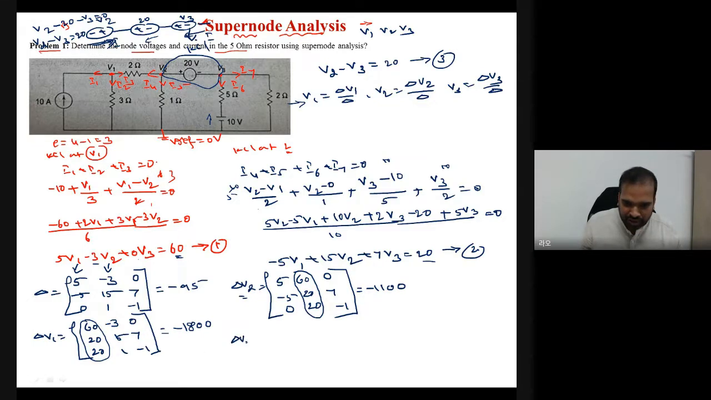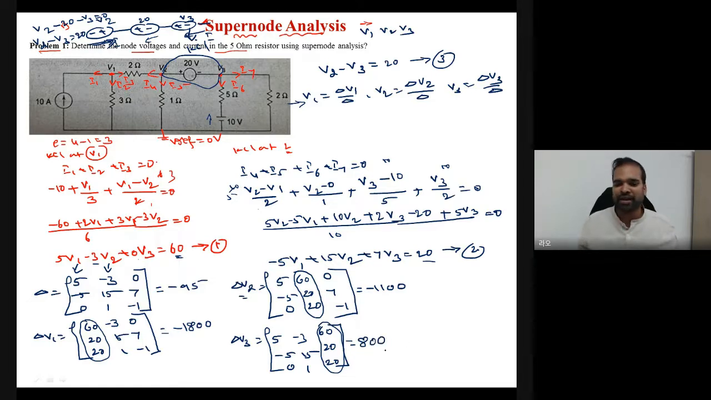Now the determinant of delta V3. How to write delta V3? Instead of V3 terms, you will write the constant values, 60, 20 and 20. I have replaced the V3 terms with these, and the remaining is the same: 5, -3, -5 and 15, 0 and 1. Now you compare delta V3 and delta. Instead of the V3 terms, I have written the constant values, and everything else is the same. If you find the determinant of delta V3, it equals 800. Clear. Now you have the determinants of delta, delta V1, delta V2, delta V3.